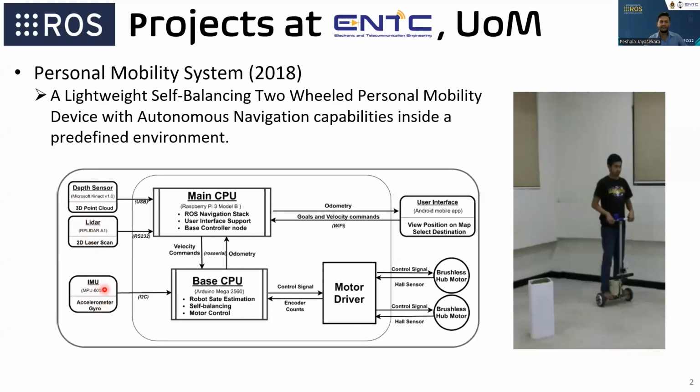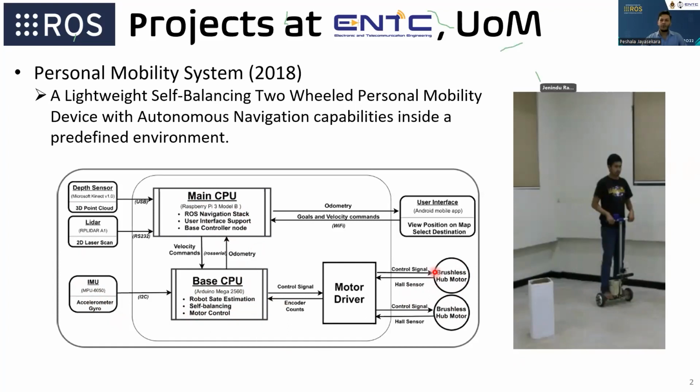Then we had the IMU sensor. This was the most important sensor in this particular system because this is a self-balancing robot, right? The brain of this system was a Raspberry Pi 3, and there was an Arduino Mega for motor control, especially the self-balancing aspects and the robot's state estimation. As for the actuators, we had two brushless hub motors with Hall sensors. And there was a user interface on a smartphone to view the position of this mobility system.